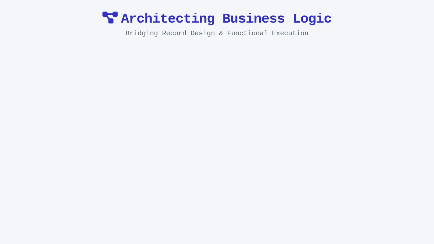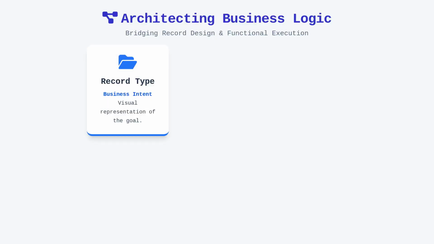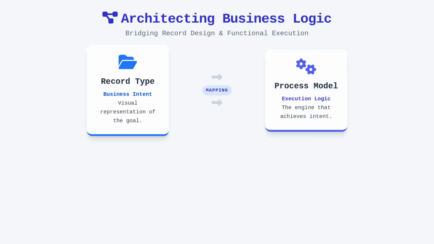Understanding these mechanics is essential for the exam, as it tests your ability to connect the dots between high-level record design and functional process execution. Think of the record type as the visual representation of your business intent, while the process model provides the logic to achieve that intent. By consistently utilizing best practices and mapping process parameters to record identifiers, you build predictable and maintainable applications.